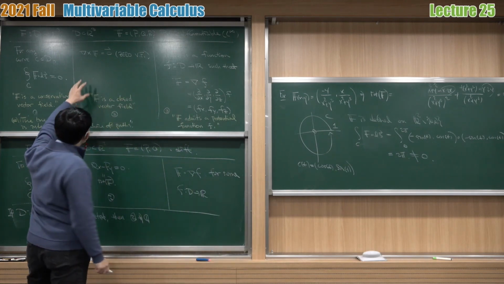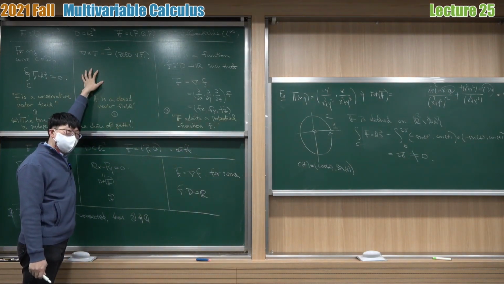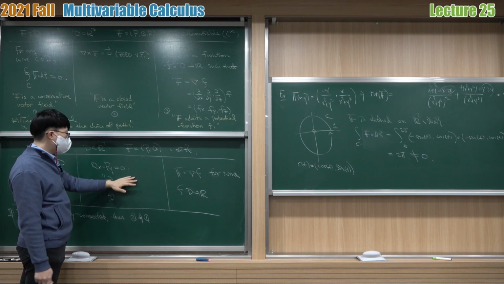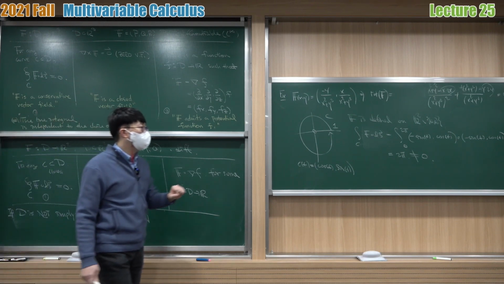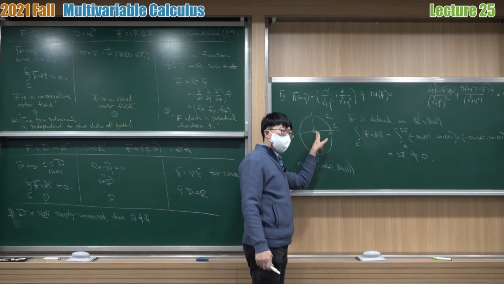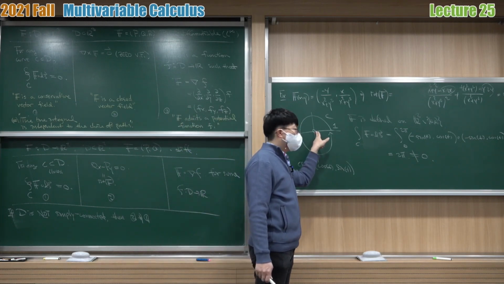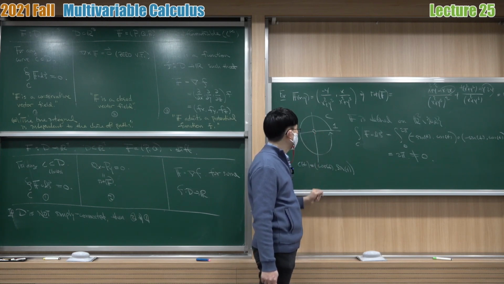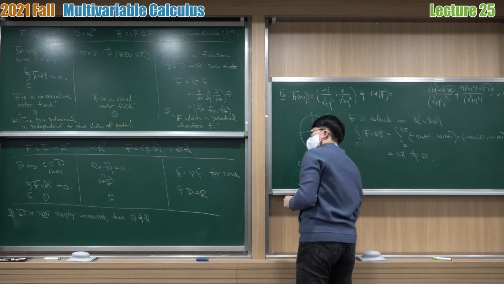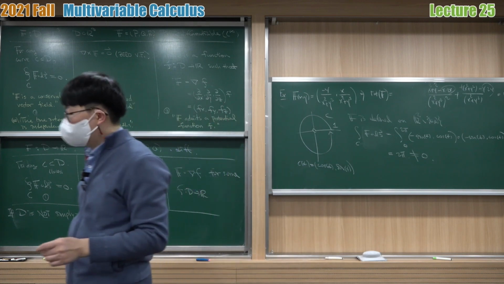So even though we have a vector field satisfying that the rotation is 0, it does not always mean that the line integration over a closed curve is 0, because our domain is not simply connected. Our domain does not contain 0 here.